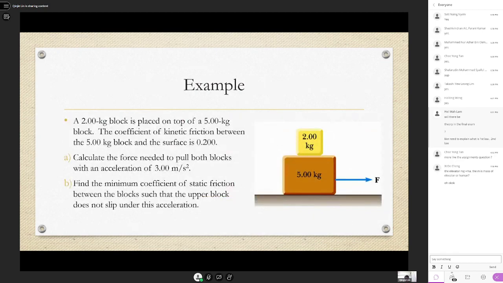We take a look at an example. A 2 kg block is placed on top of a 5 kg block like this. The coefficient of kinetic friction between the 5 kg block and the surface is 0.2. So we're talking about this surface here, between the 5 kg and the surface. Okay, it's 0.2, coefficient of kinetic friction. Part A, calculate the force needed to pull both blocks with an acceleration of 3 meters per second squared. Okay, we do this part A first.